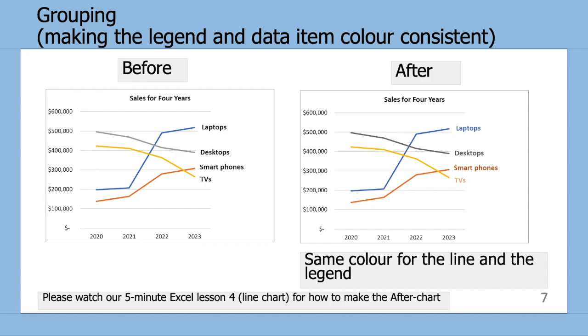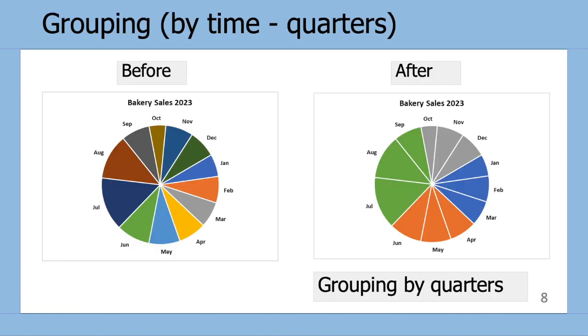If you're interested in learning how to make the chart on the right-hand side, please watch the 5-minute Excel lesson 4, which focuses on the line chart. This example demonstrates how to use color to group by time. So on the right-hand side, the pie graph contains 4 different colors, and each color represents a different quarter of the year, and it's easy to see that the green quarter was their best performing quarter.